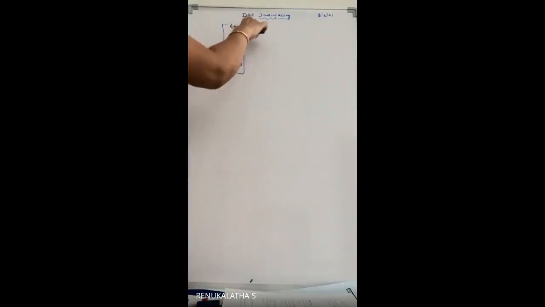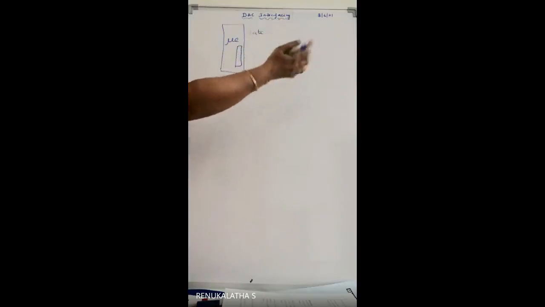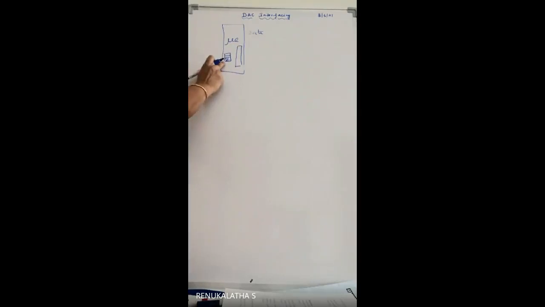To generate any kind of waveform, we need to send the data from the microcontroller. So you are writing a program here and storing that program in the memory. And the data that is necessary for generating any of the waveforms mentioned just now will be placed onto this port.